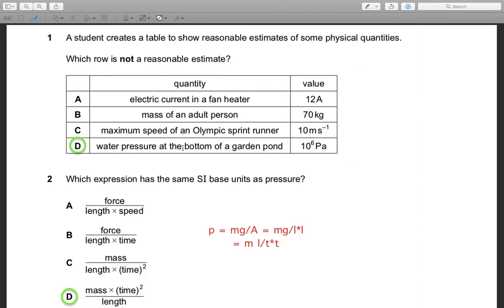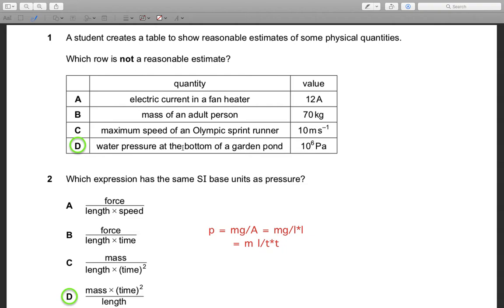The student's table shows reasonable estimates of some physical quantities. Which row is not a reasonable estimate? We have quantity and value. Is the electric current in the fan heater 12 ampere? Yes, I think this is reasonable. Mass of an adult person around 70 kilograms. Yes, also about 78 kilograms. Maximum speed of an Olympic sprint runner, around 10 meter second minus one. In 1 second, around 10 meters. I think it's reasonable because it is an Olympic sprint runner.